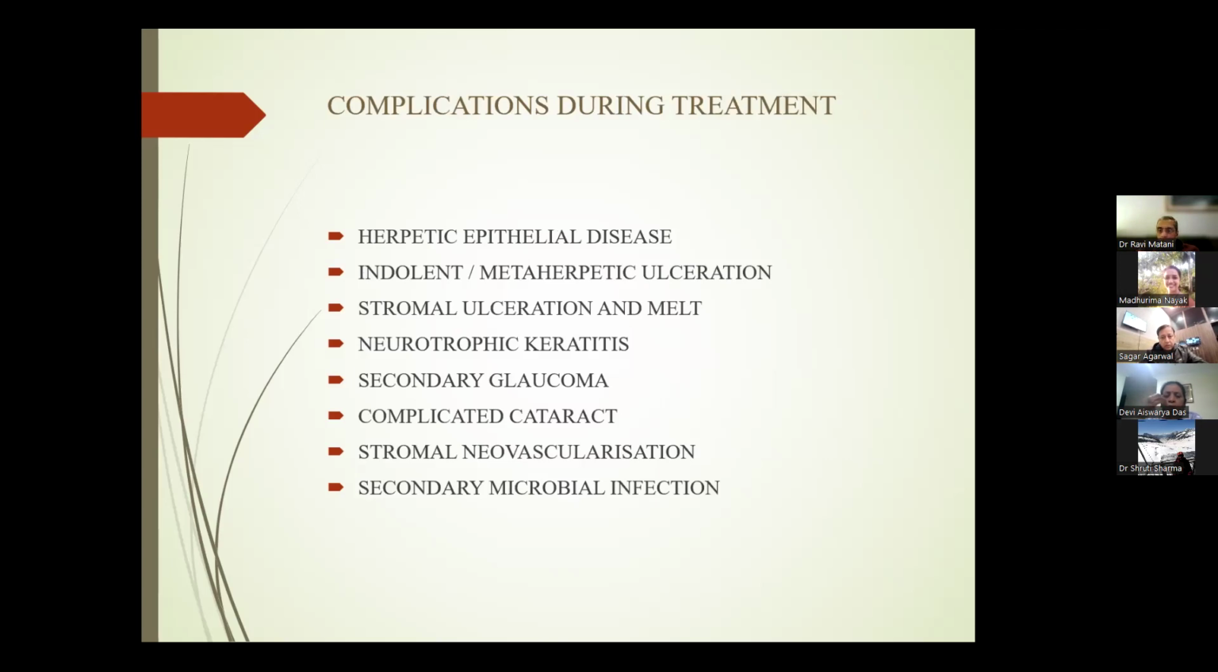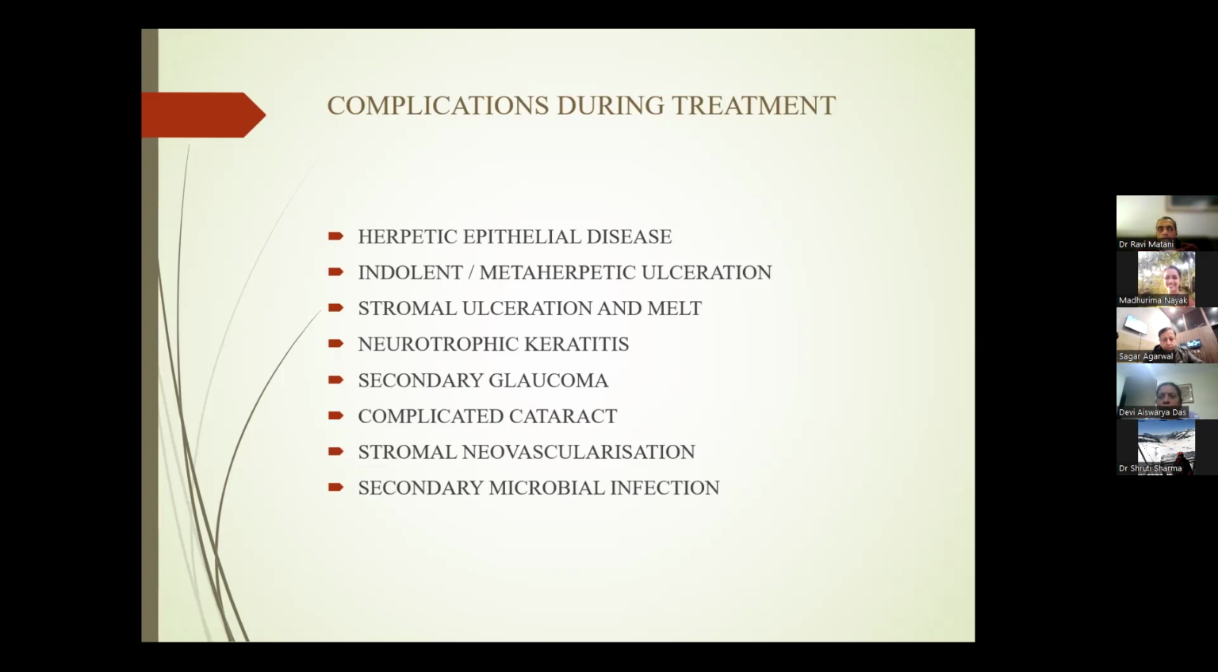So the complications you could come up with are herpetic epithelial disease, like Dr. Ravi was saying. He has patients of disciform who develop herpetic disease. That is because of the steroids that they use. And then indolent metaherpetic ulceration, stromal ulceration melt, neurotrophic that we discussed, secondary glaucoma, then stromal neovascularization and secondary microbial infection. This is very important that we must rule out secondary microbial infection.